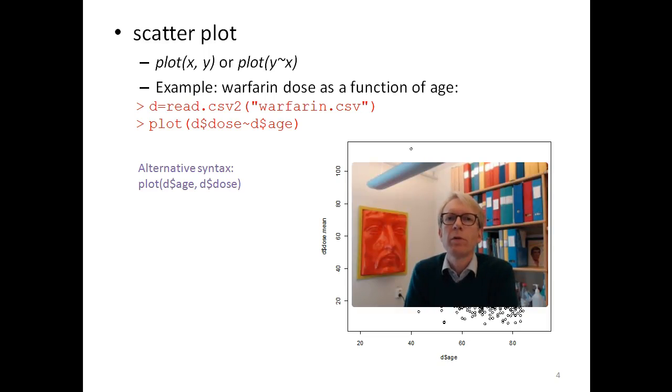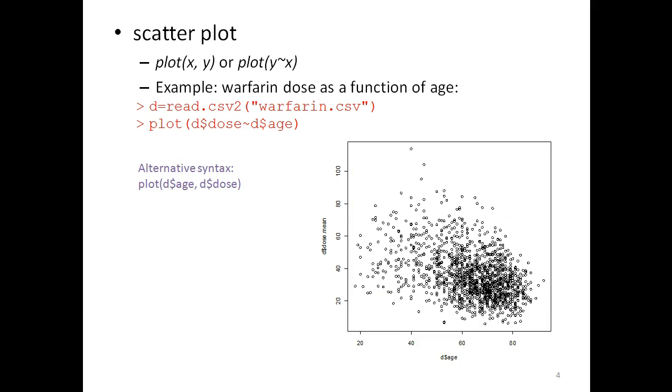We'll start with the simplest plot, the scatter plot, which is what you get if you use the plot command and provide R with a set of X values and a set of Y values. In this case, we're going to use the warfarin dataset. So we start by reading the file warfarin.csv and putting the contents into the object D. And this is what we'll use to get data for our plot.